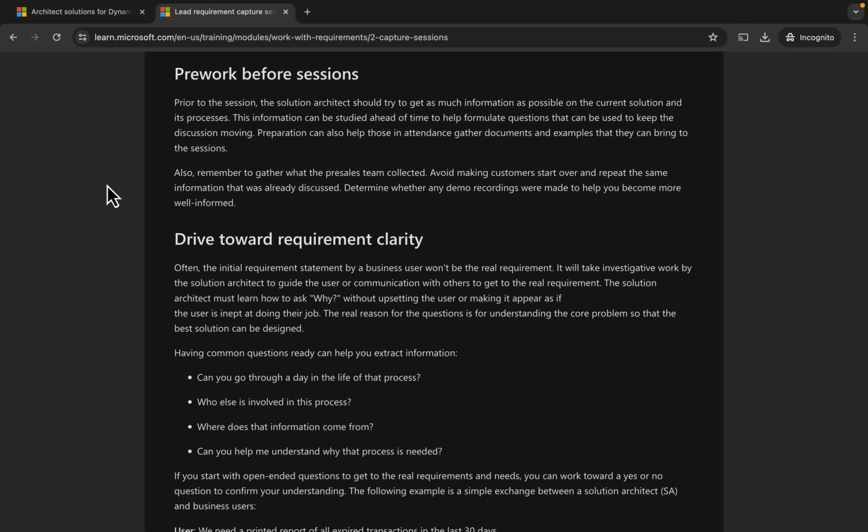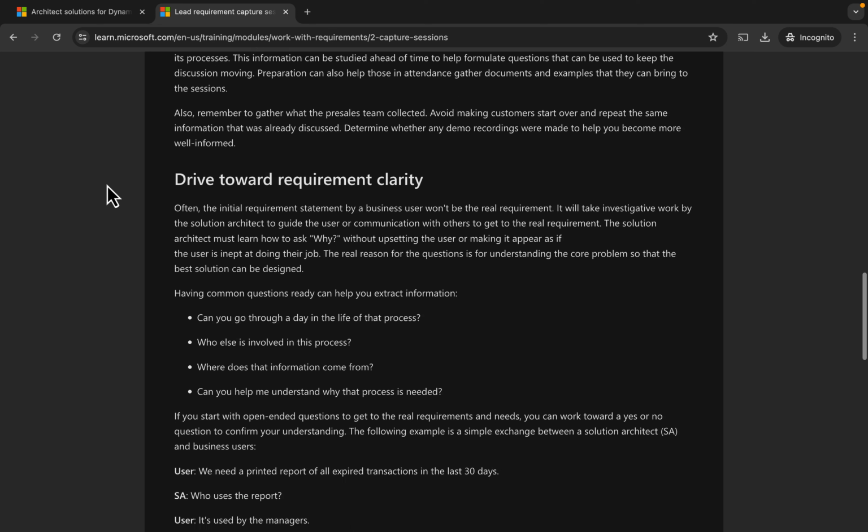Pre-work before sessions. Prior to the session, the solution architect should try to get as much information as possible on the current solution and its processes. This information can be studied ahead of time to help formulate questions that can be used to keep the discussions moving. Preparation can also help those in attendance gather documents and examples that they can bring to the sessions. Also, remember to gather what the pre-sales team collected. Avoid making customers start over and repeat the same information that was already discussed. Determine whether any demo recordings were made to help you become more well-informed.